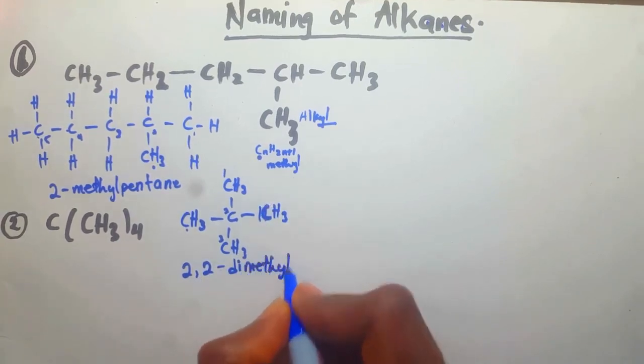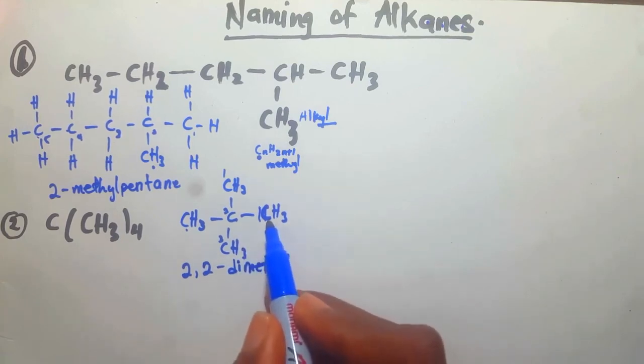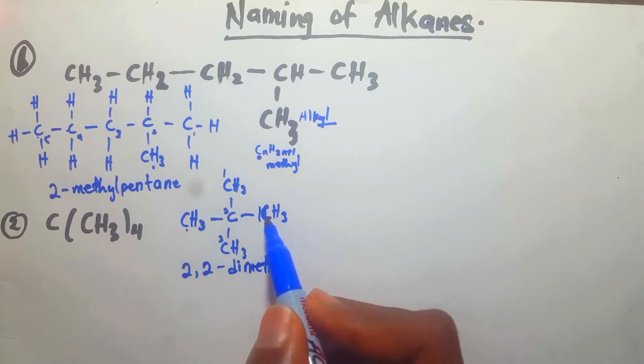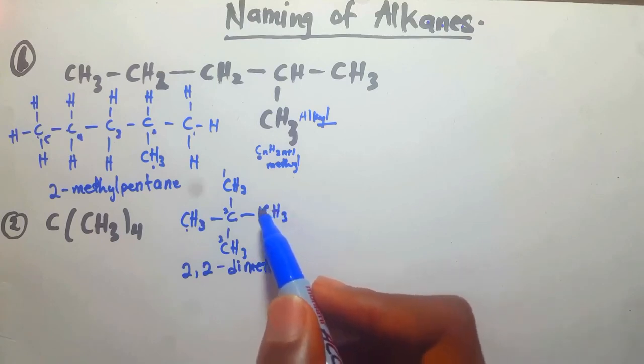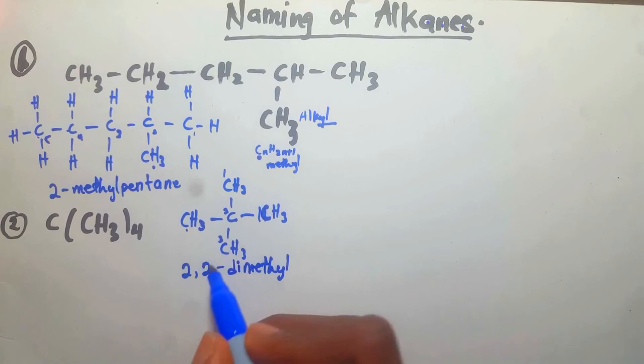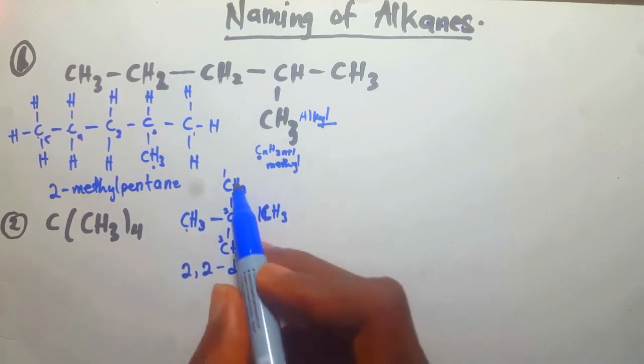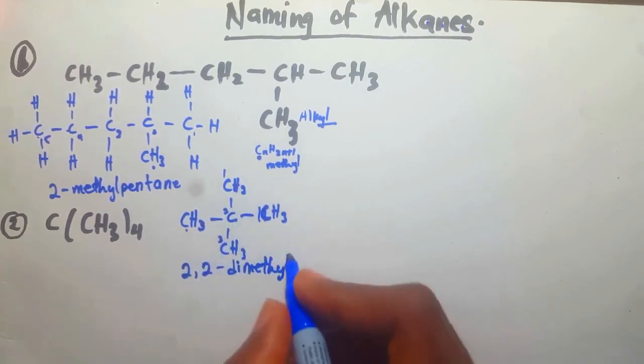dimethyl. Now assuming this was C2H5, you don't bring di because they are not the same, although they are under the same kind of substituent, that is, organic substituent. So 2,2-dimethyl. 1, 2, 3. The longest chain is 3.